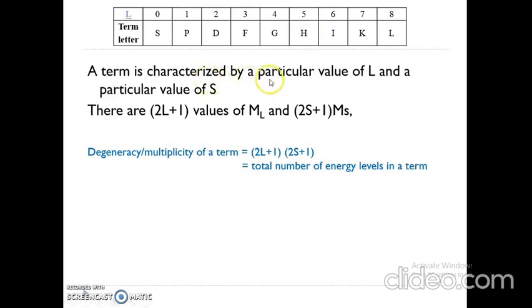Now a term is characterized by a particular value of L and a particular value of S, as we have already seen. Now there are two values at hand, which means the orbital degeneracy will be equal to 2L+1 and the spin degeneracy or spin multiplicity will be 2S+1. The total degeneracy or multiplicity of a term is the product of these two values, that is (2L+1) times (2S+1), and this represents the total number of energy levels possible in a term.